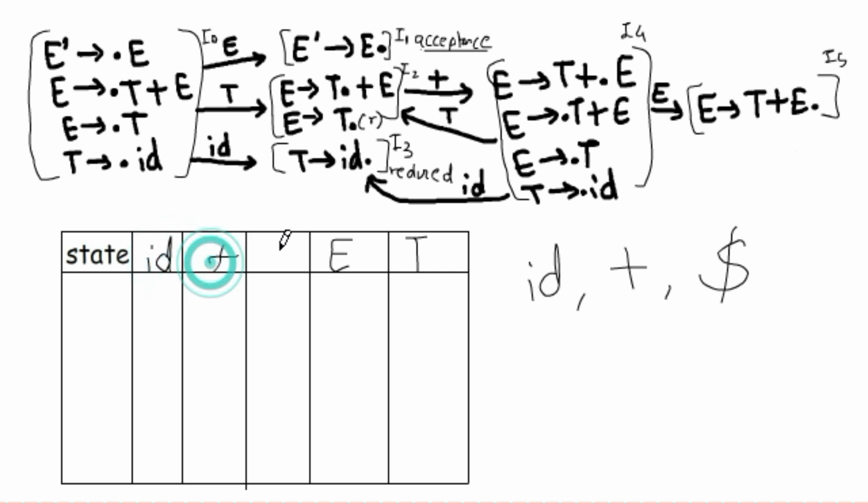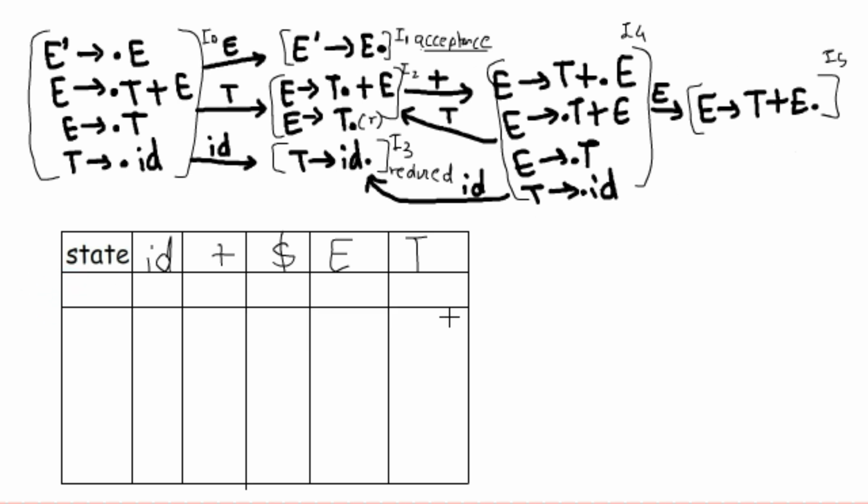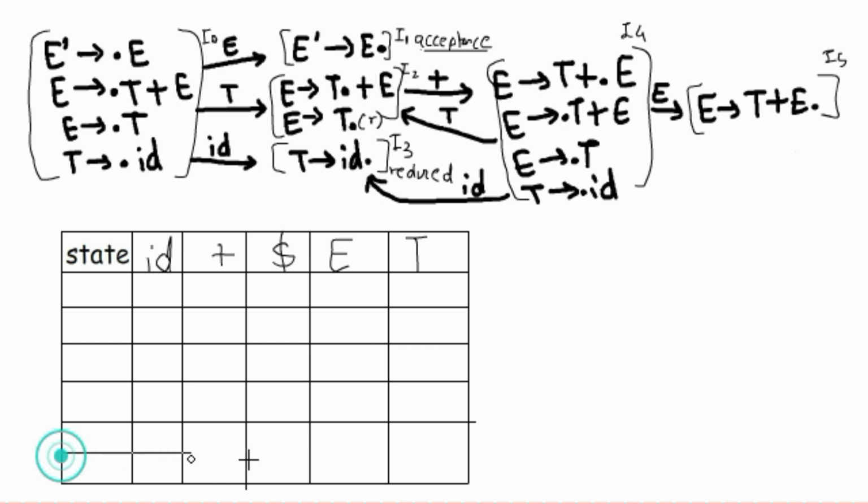So ID, plus, and dollar, which basically means that the table is complete. Now we just have to fill in the values. How many states do we have? We have 0 to 5, so we need 6 rows. So we have 1, 2, 3, 4, 5 and 6. So we have 6 states now.